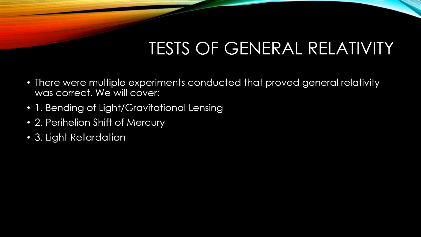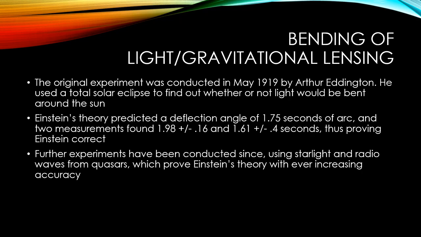Tests of general relativity. So there were multiple experiments conducted that proved general relativity was correct. We're going to cover the bending of light, the perihelion shift of Mercury, and light retardation. So the bending of light, or gravitational lensing, was tested in May 1919 by Arthur Eddington. He used a total solar eclipse to find out whether or not light would be bent around the sun.